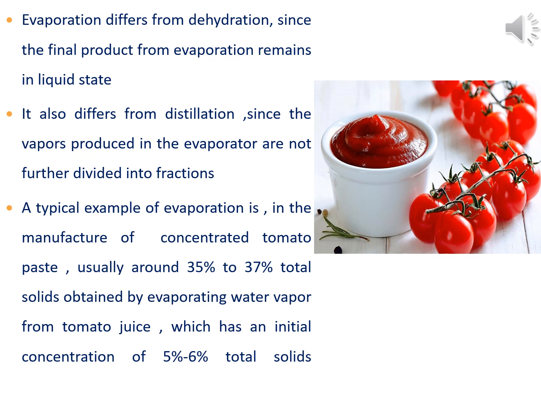A typical example of evaporation is in the manufacturing of concentrated tomato sauce, usually around 35 to 37% total solids, obtained by evaporating water vapor from tomato juice, which has an initial concentration of 5 to 6% total solids.